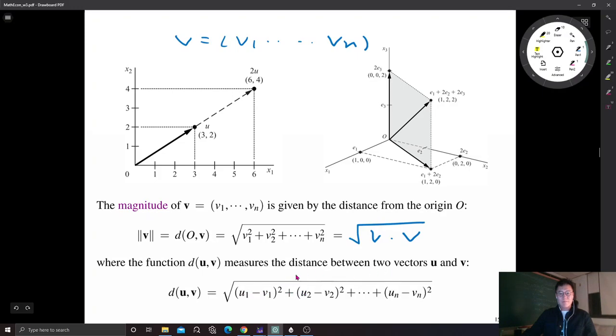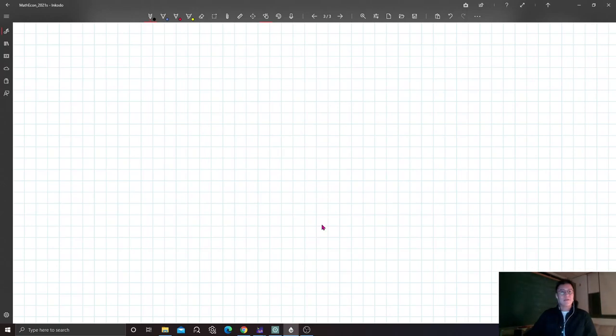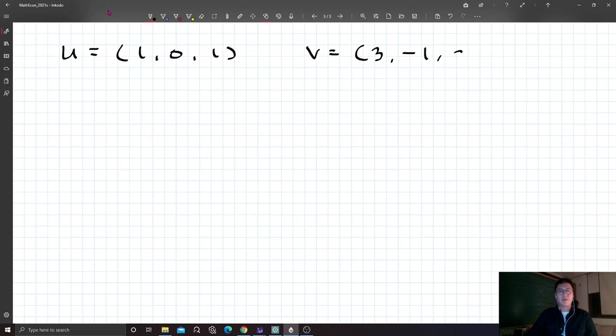So we first compute the difference for each component, and then take the square, and then add all of them together, and in the end, we take the square root, okay? Let me show you just one example, because that is not that important. So we have vector u, say 1, 0, 1, and vector v, say 3, negative 1, 2.